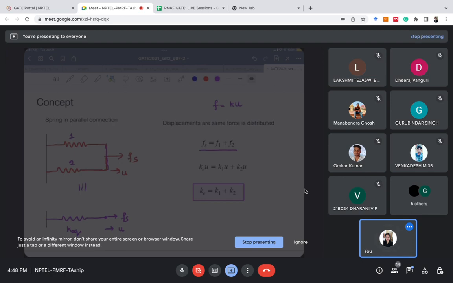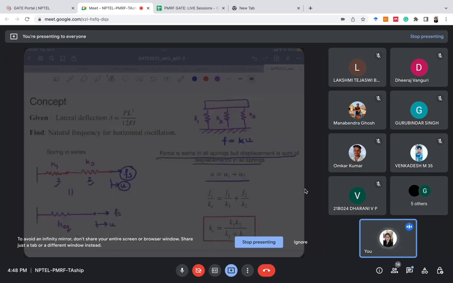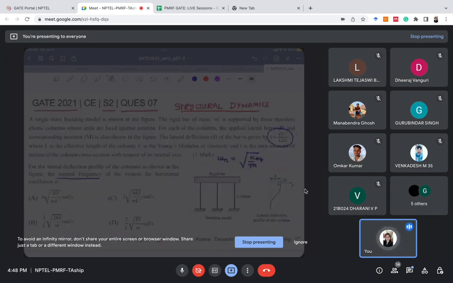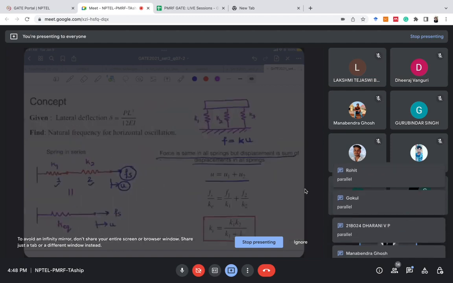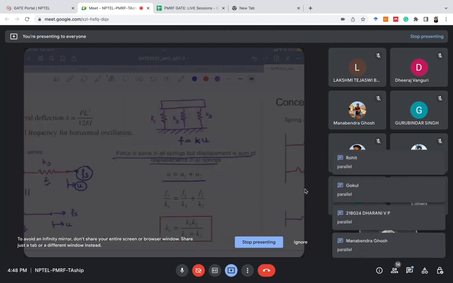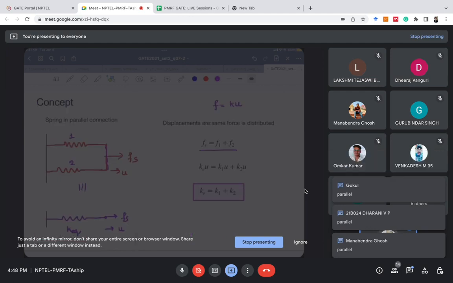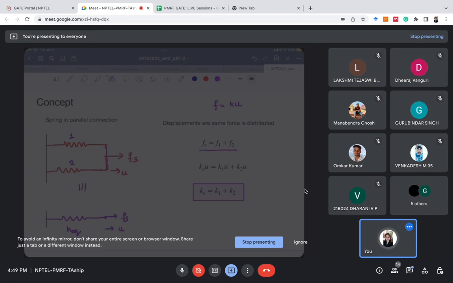Okay. Now, just tell me, the system which is given to us, is it a series connection or a parallel connection? You can write in the comments. I've just explained. That is great. So you understand, right? This is a parallel type of connection. So what formula for K equivalent do we have to use? The formula we have to use is simply K1 plus K2.